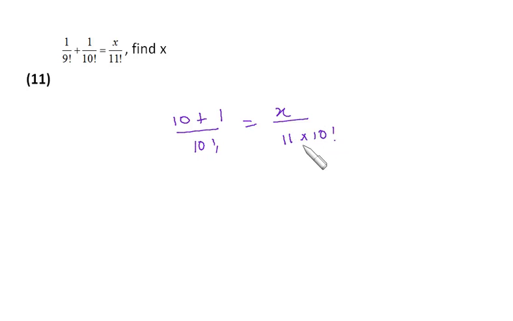We have discussed a good number of questions earlier. So 10 factorial is cancelled. So 10 plus 1, 11 into 11, x is equal to 121, right? As simple as that.